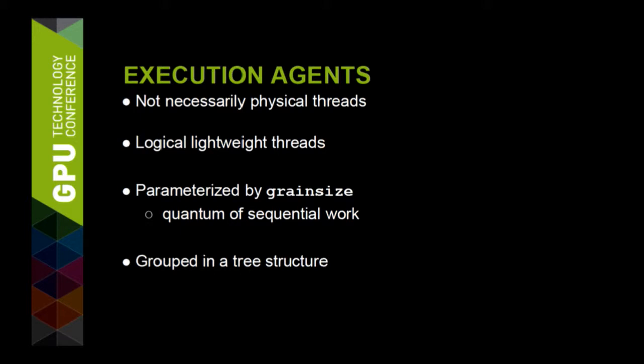So what's an execution agent? Well, an execution agent is not necessarily a thread. It's kind of like a thread. It might correspond to a physical thread, but it's not necessarily a thread. You can think of these as logical, lightweight threads, essentially CUDA threads. Each one of these agents has a parameter called grain size. You can think of grain size as the quantum of sequential work. Each execution agent implicitly knows that it's a member of some larger computation, and within that larger computation, it has some assigned work it has to do. The size of that work is parameterized by this number, grain size.